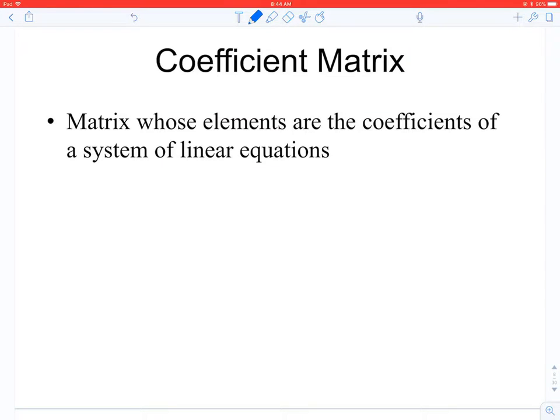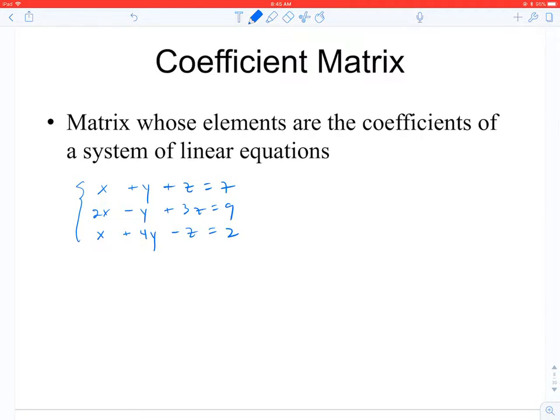So a coefficient matrix is kind of exactly how it sounds. If I had a system, I don't know, x plus y plus z equals 7, 2x minus y plus 3z equals 9, x plus 4y minus z equals 2. Okay, if I have this system, I can take all the coefficients for x, y, and z and put them into a matrix, where the first element would be this coefficient.